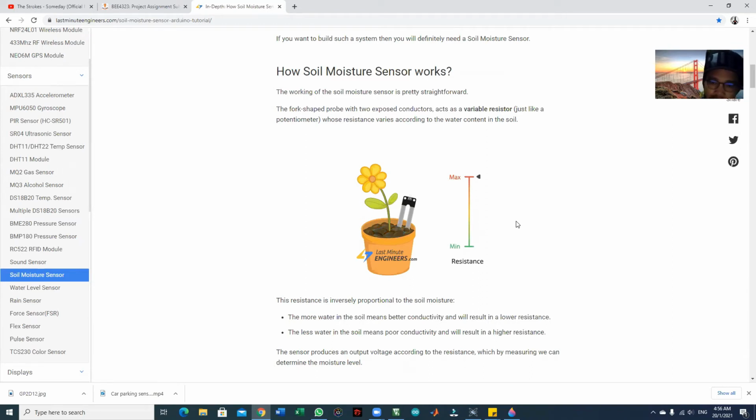So the working mechanism of the soil moisture sensor is, when the soil is wet, that means the resistance is low. When the resistance is low, the output voltage will be calculated according to the value of resistance. When the soil is dry, that means the resistance is high, so the output voltage also will be high. Or we can say that maximum is at red, minimum at green.